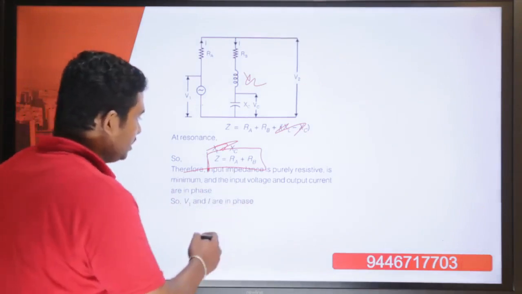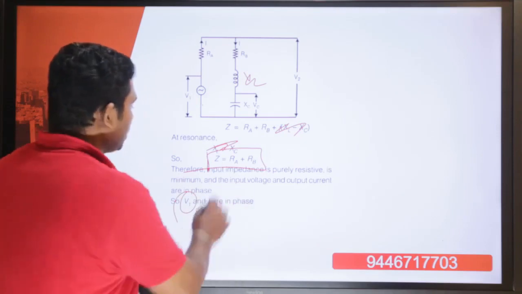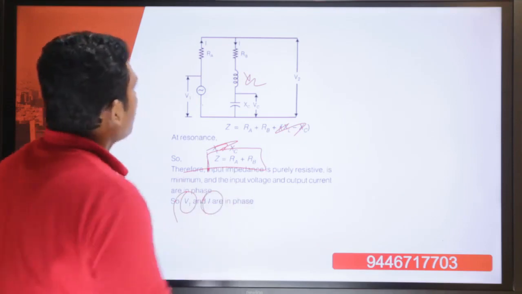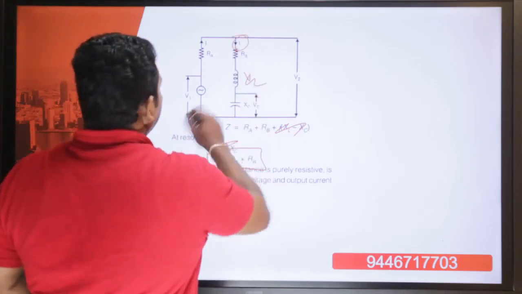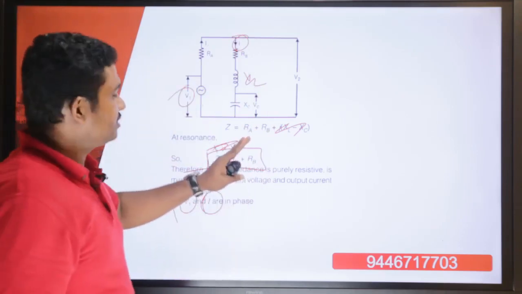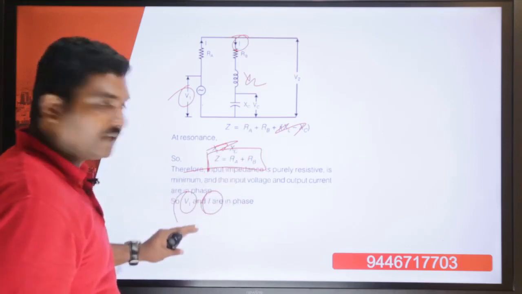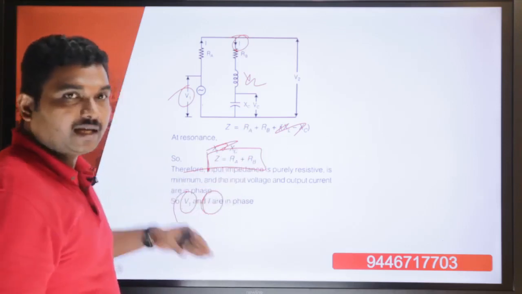What is the input voltage? Input voltage is V1, and what is the output current? The output current is I, isn't it? This is the output current I, and the input voltage is V1. So from this itself, since the condition is resonance, we can conclude that the input voltage V1 and the output current I are in phase.